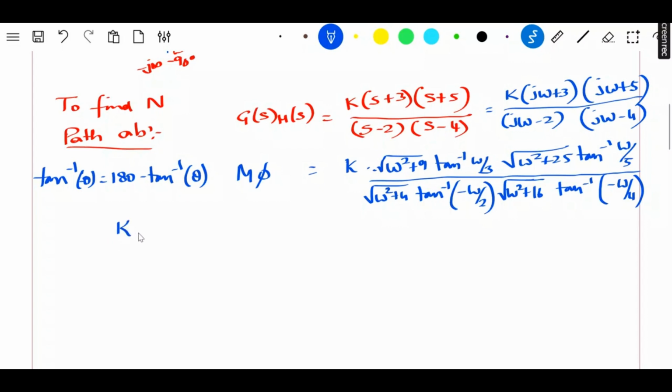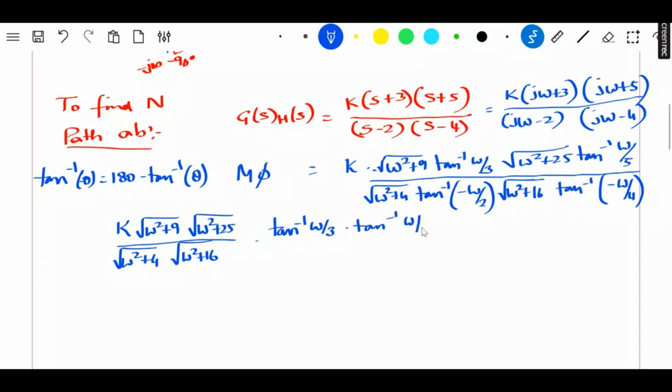So what I get here is K into square root of omega square plus 9 into omega square plus 25, divided by omega square plus 4 into omega square plus 16, and the angle part is tan inverse of omega by 3, plus tan inverse of omega by 5, divided by 180 minus tan inverse of omega by 2, and similarly 180 minus tan inverse of omega by 4. Anyway, I'll take it at A.